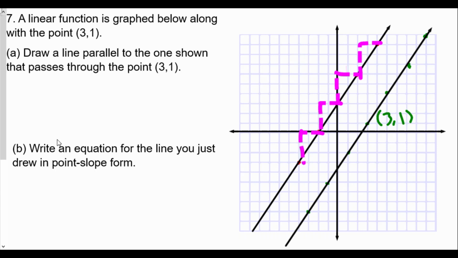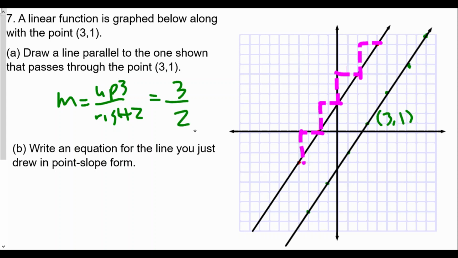Now write an equation for the line you just drew. Well, we found in this case our slope. Our slope was up 3, right 2, which is a slope of 3 over 2. And we were given the point (3, 1).